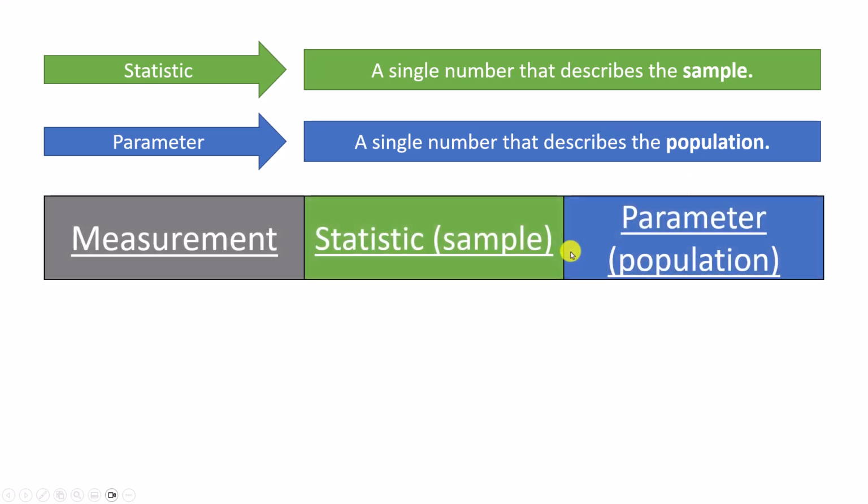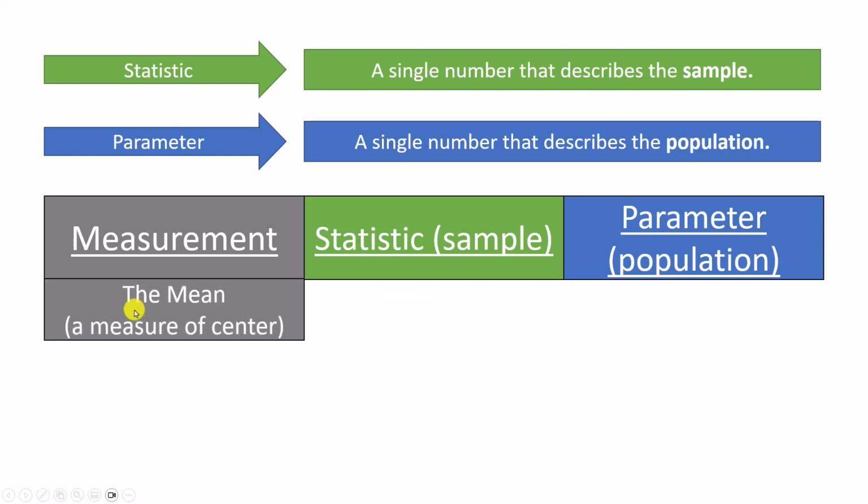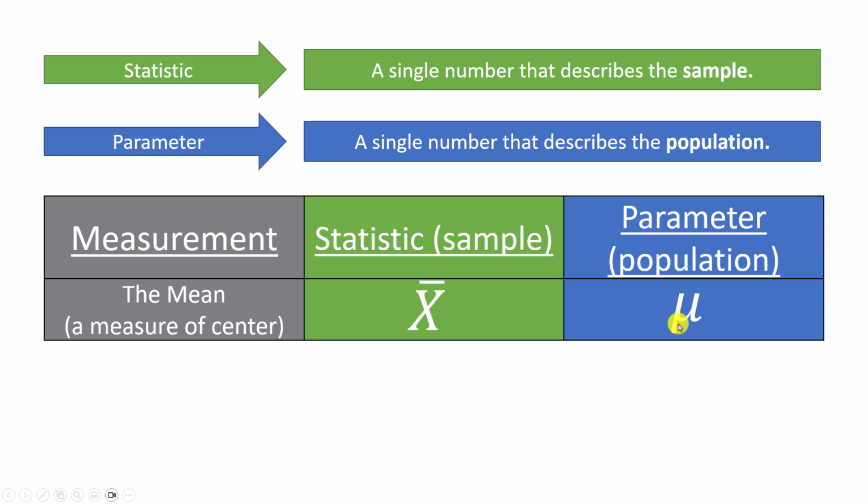And we use different symbols to represent different things that we calculate based on if we have a statistic, based on a sample, or a parameter, based on a population. For example, if we have the mean, a measure of the center of our data set, if it is based on a sample, then we use the symbol x bar. X bar is the sample mean, which is a statistic. On the other hand, if we have the mean based on the entire population that you are interested in studying, then we would use the symbol of mu.